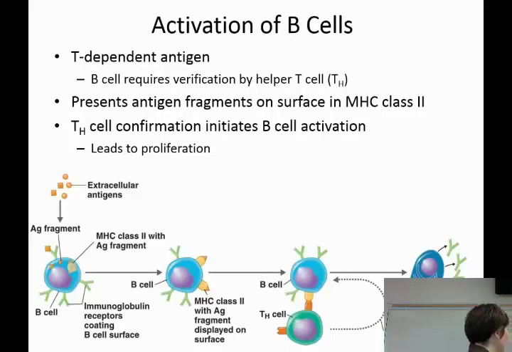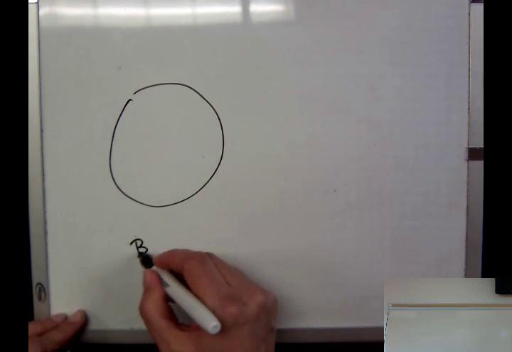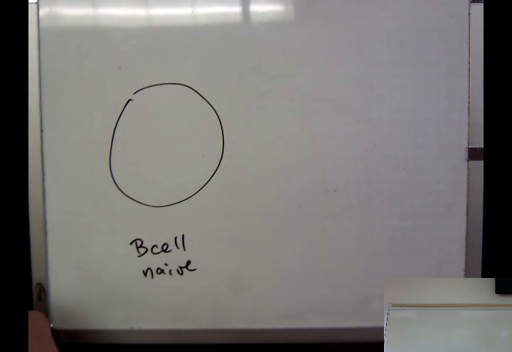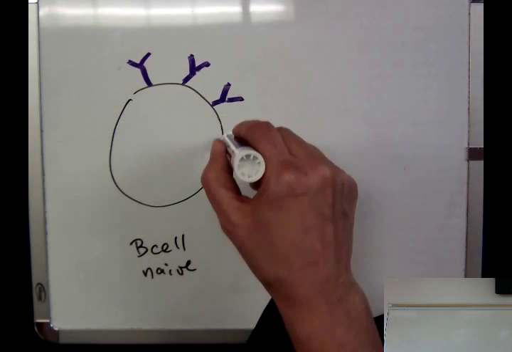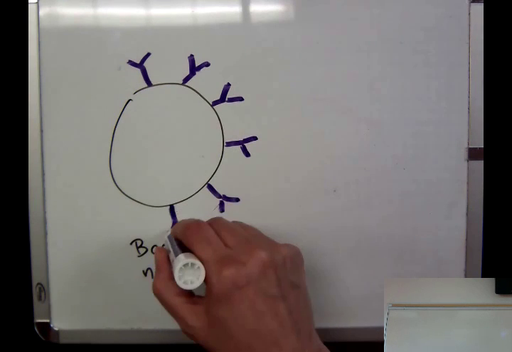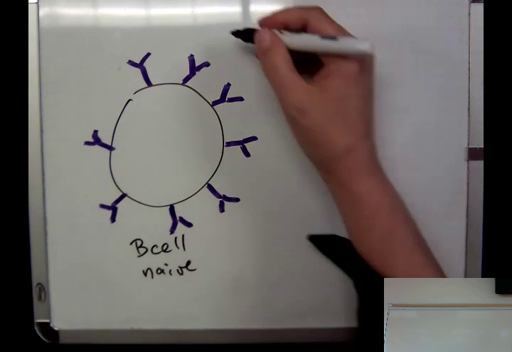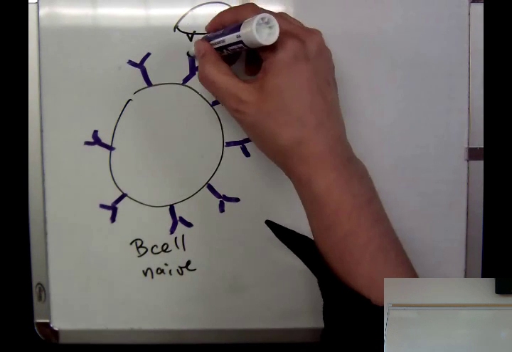Okay, so what's really happening? This is where I'm going to draw you a picture. If you are a naive B cell, and you haven't found your antigen yet, you still have antibodies, all the same kind, all over the place, in the hopes that you'll find what you've been looking for. And then one day, along comes a microbe that has that thing that you've been looking for, and you bind to it.